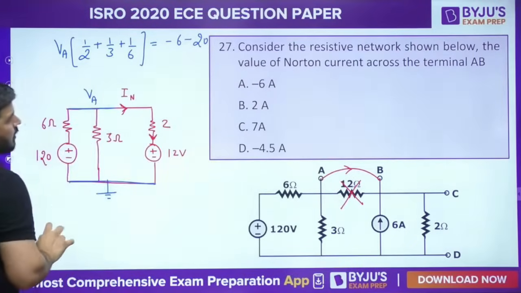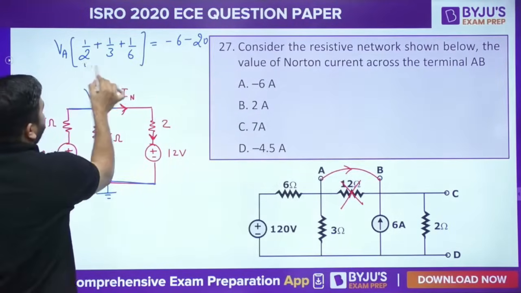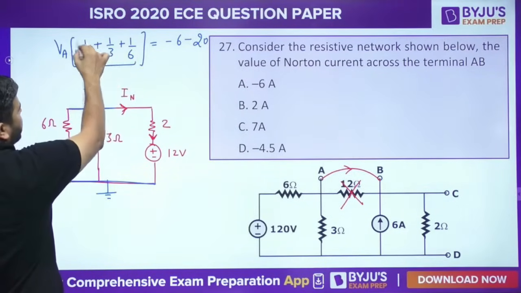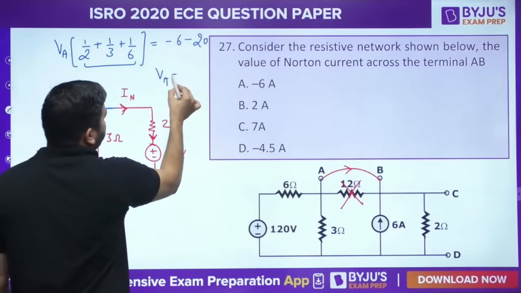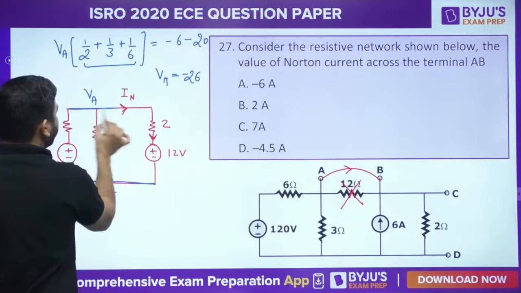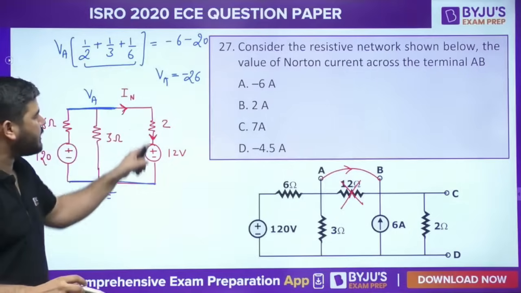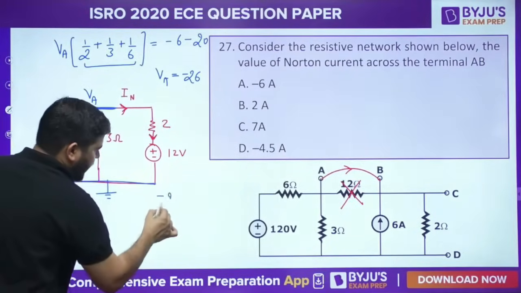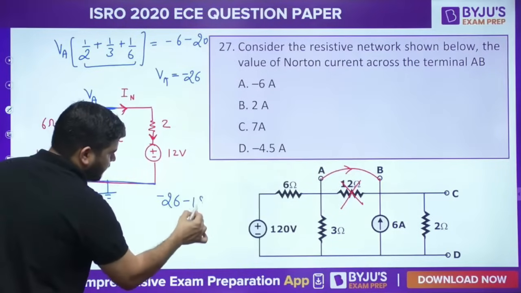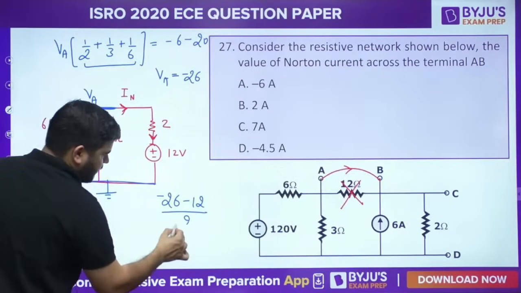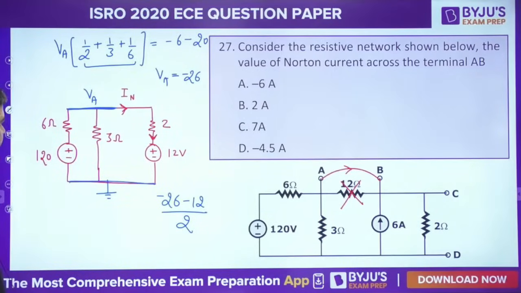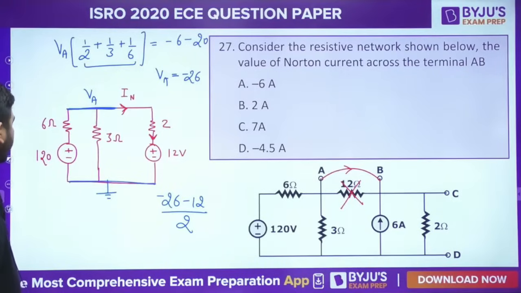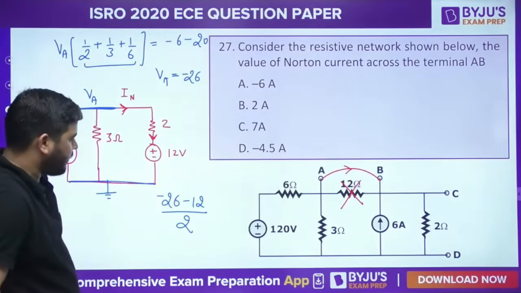Okay. So now you will see that this value came out to be 1. So VA came out to be minus 26. This voltage is minus 26. Now we need to calculate this downward current. You can start from the upper point: minus 26 minus 12 divided by the resistance 2. But you are getting a different answer. Let me check whether I have done it correctly or not.